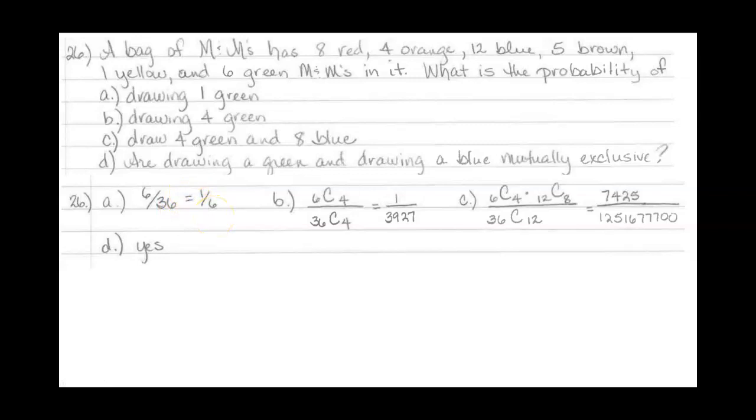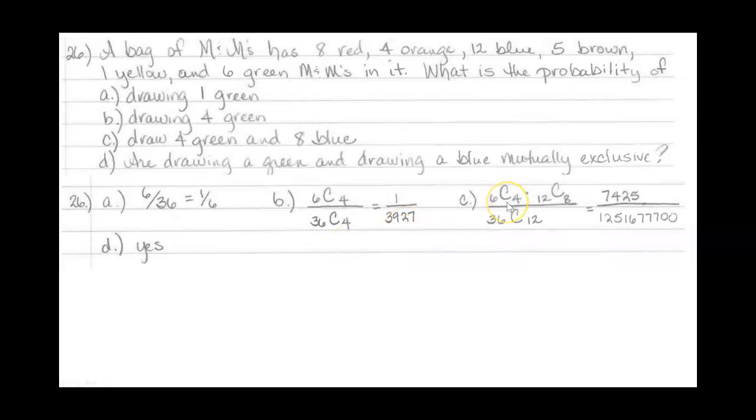All right, then for B, what's the probability of drawing 4 green? So this time I'm drawing out of all 36 of them, and I'm not choosing 1. This time I'm choosing 4 of them. Order doesn't make any difference. It doesn't matter which one I draw first or last. So that's going to be a combination. I have 36 to choose from, and I'm choosing 4. That's the total number of ways that this could be done. Then for my numerator, I have 6 green to choose from, and I'm choosing 4. So I put this into my calculator and had it reduce my fraction down to lowest terms.